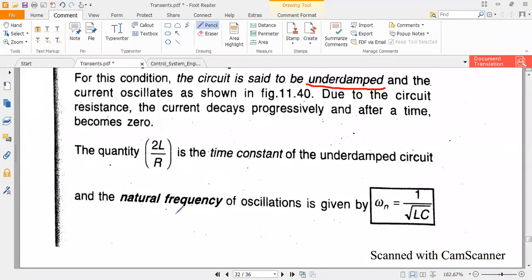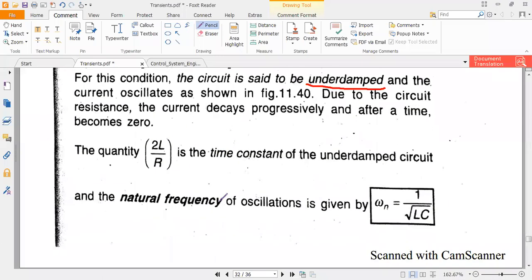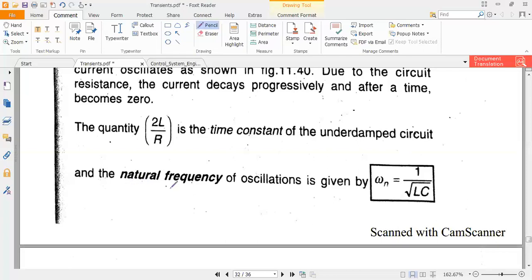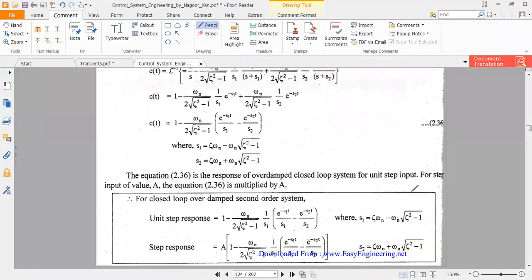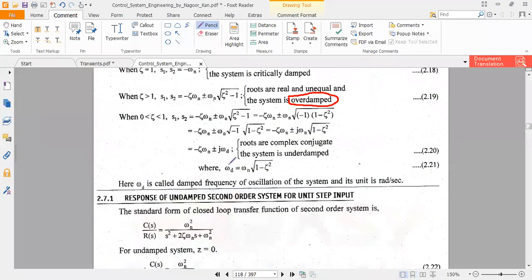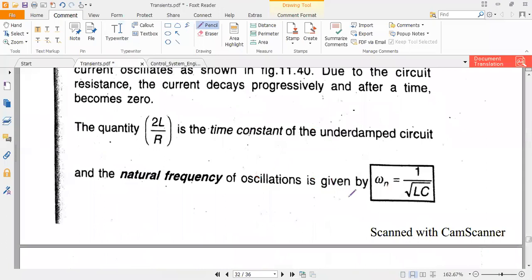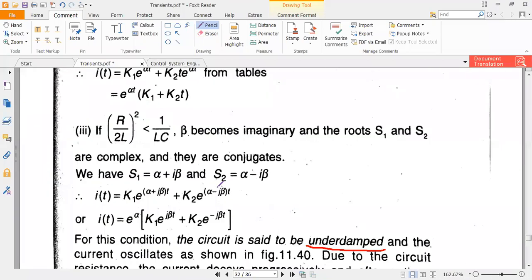So this is about the response of the series RLC circuit. And as I told you, this is the natural frequency. Here you can see the standard form, this is omega n. Omega n is the undamped natural frequency. The same omega n here is equal to 1 by square root of LC, 1 by square root of LC. So this is about the response of the series RLC circuit.